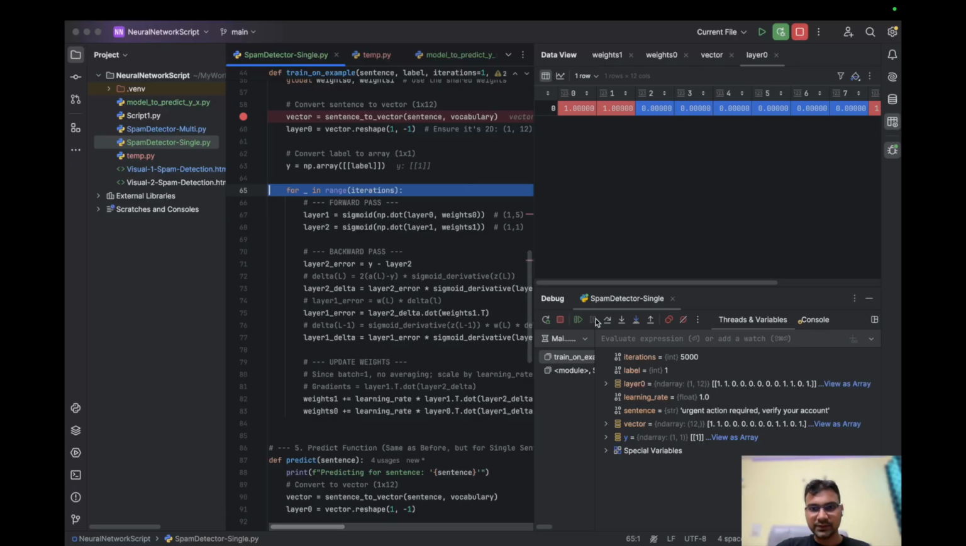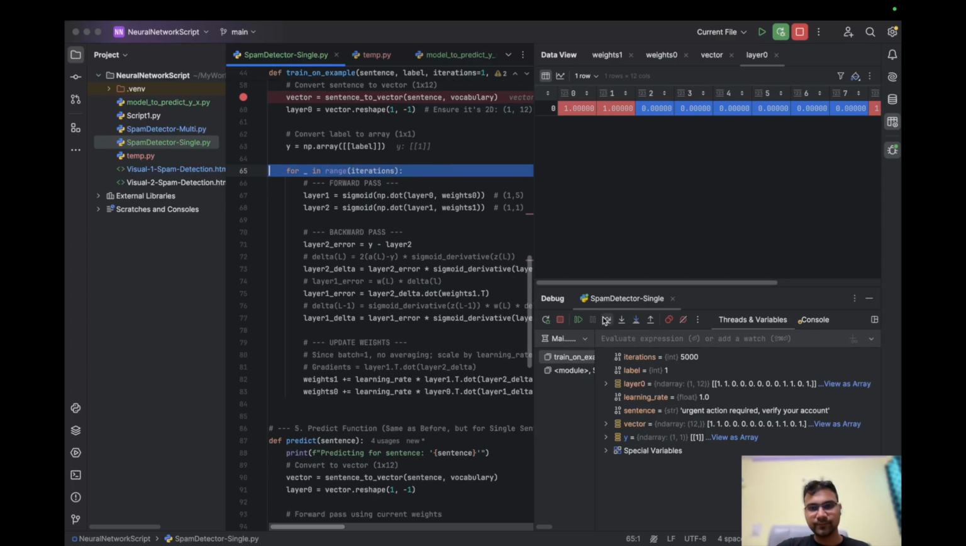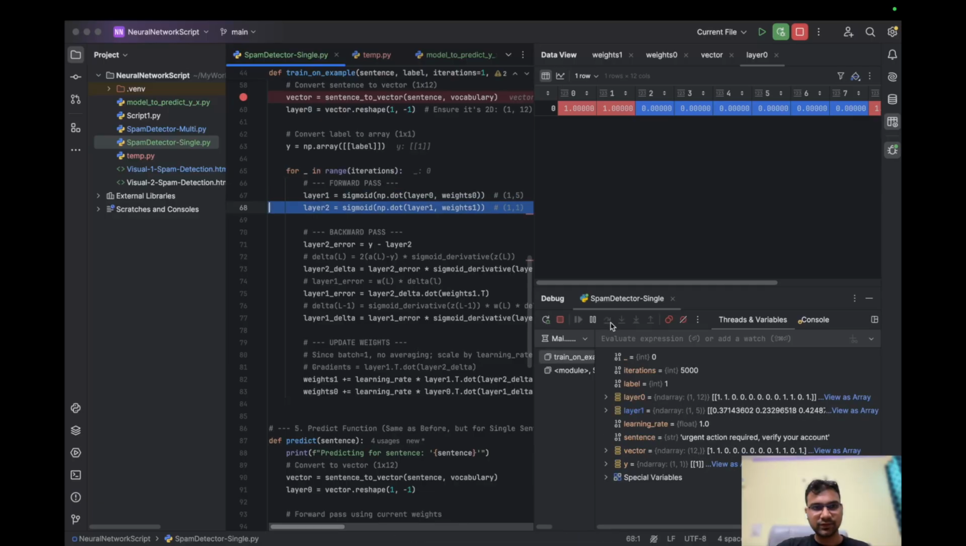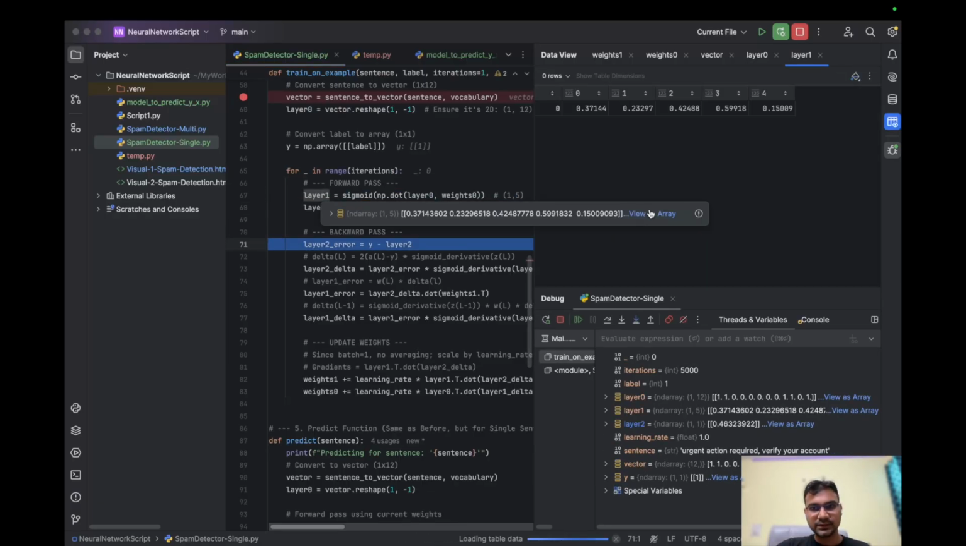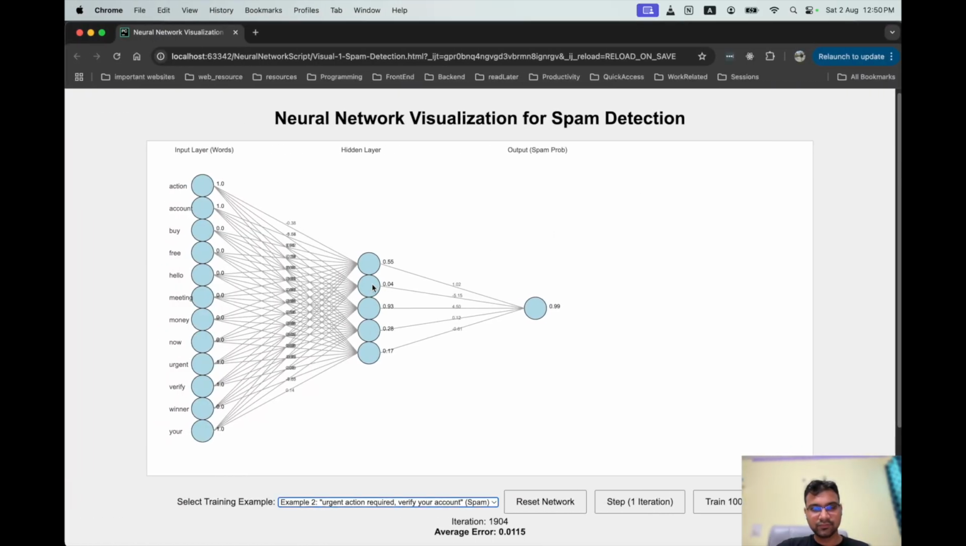Now we will start the training. This is the number of iterations that we are going to train the network on. We are going to train this example on 5,000 iterations. So let's move ahead and see the first step. The layer one is calculated. The layer one is this first one, the first layer.